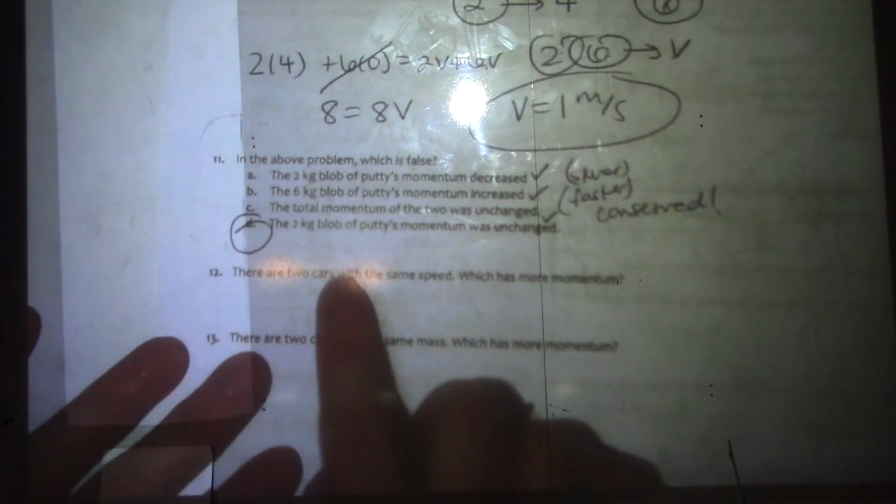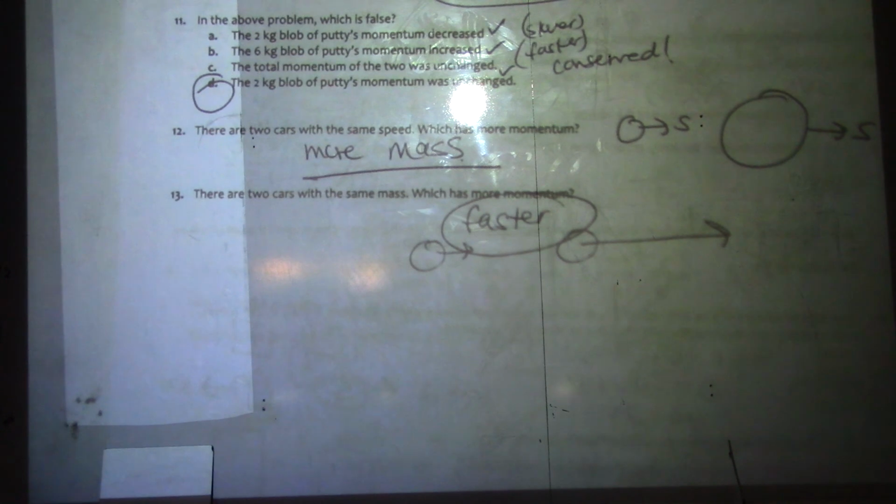2 cars at the same speed, which has more momentum? So if I have this car coming at 5 and I have this car going at 5, the one that has more mass will have more momentum. We can only say that because it's the same speed. And if I have 2 that are the same mass, but this one's going way faster, then this one will have more momentum, so the faster one. Again, more mass means more momentum only if the speeds are the same, and more speed means more momentum only if they have the same mass.